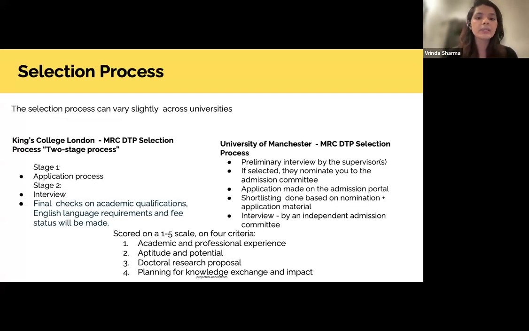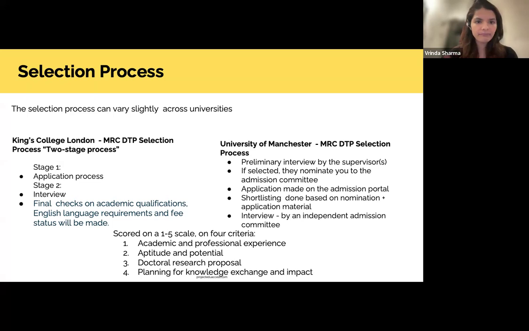Now, when we think about the selection process, what are the criteria that the universities use? They can vary slightly, but the essential scoring system remains the same across the universities. So over here, I've given you two examples of King's College London MRC-DTP program and University of Manchester MRC-DTP program. So in King's, we see that the entire application process happens in two stages. So the first stage is when you have an application form and you have to fill that.